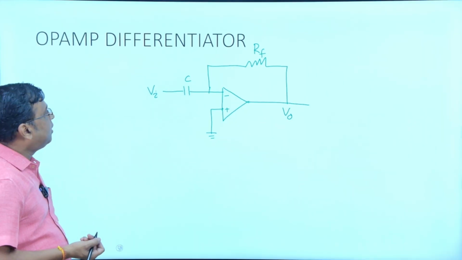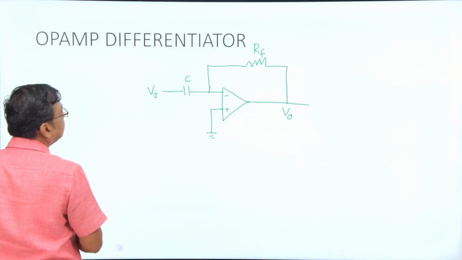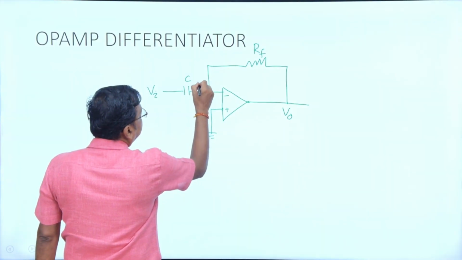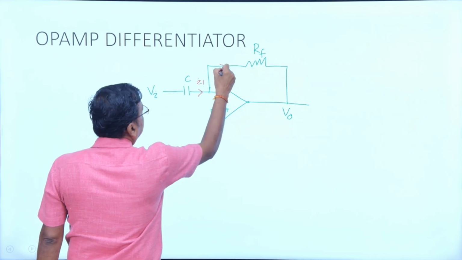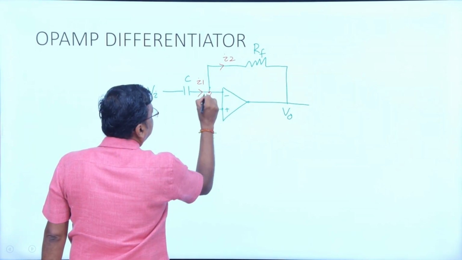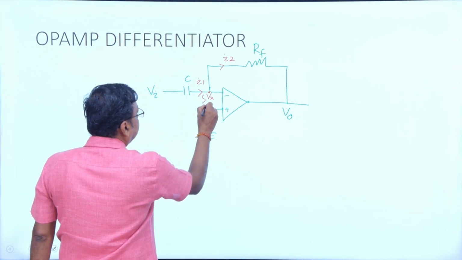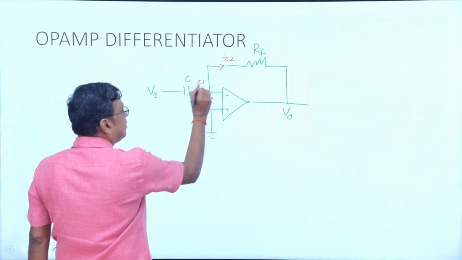Same principle, applying Kirchhoff's current law here. Let this be I1 and let this be I2. Okay, and at this point, let this potential be Vx. Due to the virtual ground concept, this voltage is 0, which means this potential must be 0.